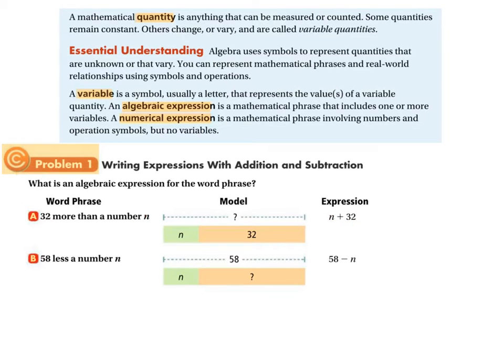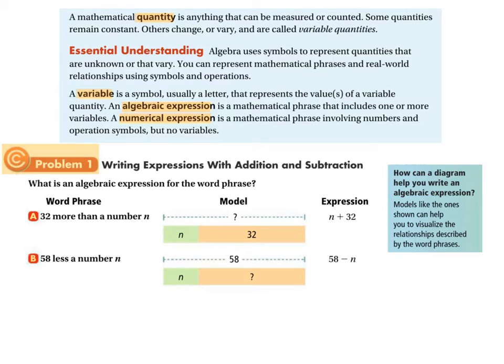Now, we could say we've got 58. This is the whole amount, 58. And then we go less by this number n. We don't know how much less we're going, but what we're talking about is what's left then. 58 less this amount will be 58 minus n. We're starting there and then taking away that amount.